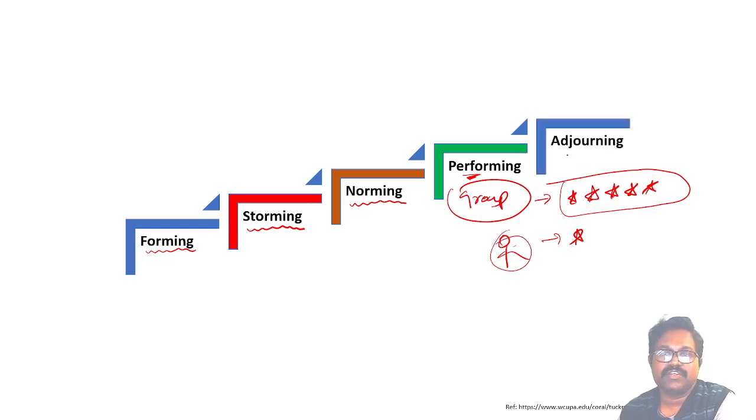Then comes the adjourning. It is the stage where you need to dissolve the group that has been formed to achieve a specific objective within a limited period of time. So this was about the stages of group dynamics. Hope you have understood all the stages of group dynamics: the first stage is forming, the second stage is storming, the third is norming, the fourth is performing, and the fifth is adjourning. Thank you.